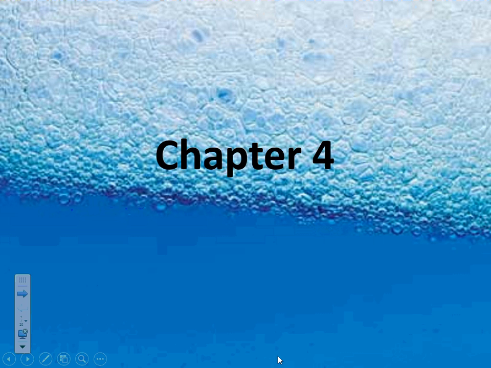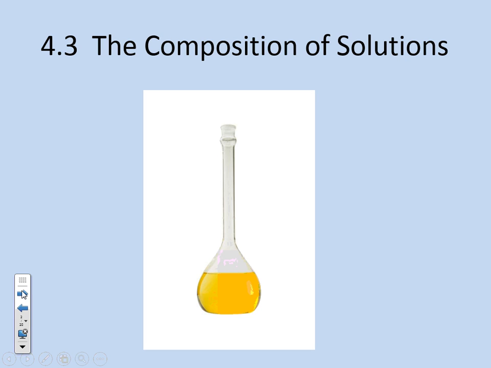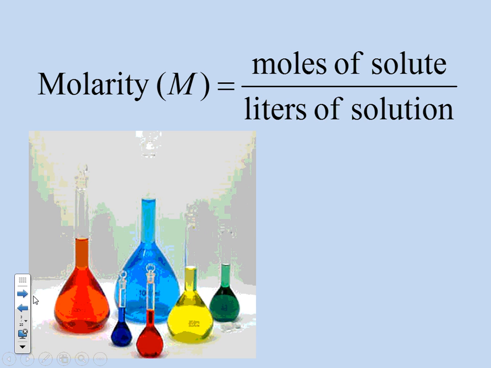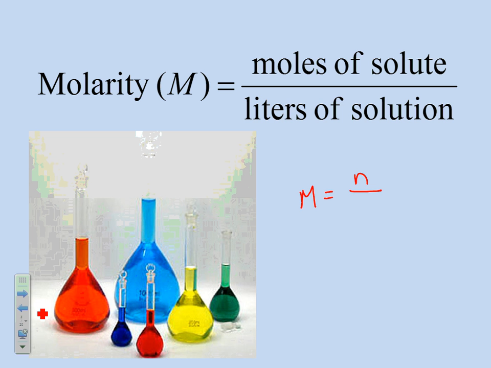4.3, and it's on solution chemistry. We're going to look at the composition of solutions and focus on molarity. So you probably remember that molarity is moles of solute over liters of solution, and our equation is M equals n over V, M representing molarity, n number of moles, and V for volume, which needs to be in liters.